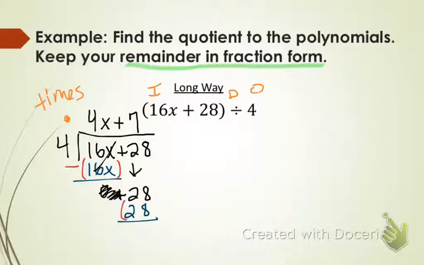Your next step, subtract them. 28 minus 28 is 0. So I have a remainder of 0. Perfect. Therefore, my answer is 4x plus 7.